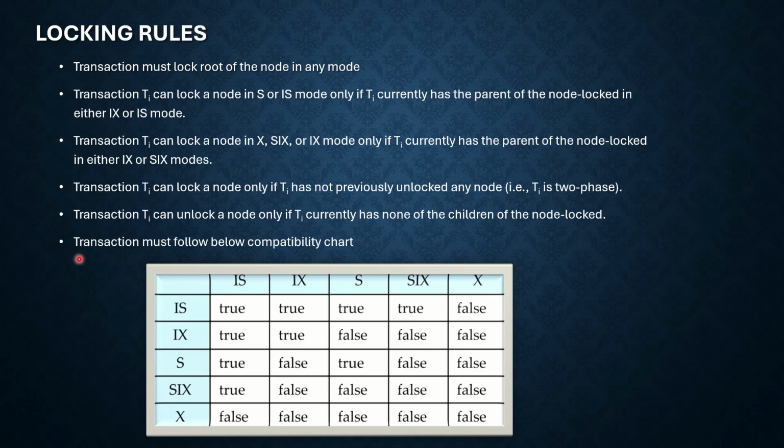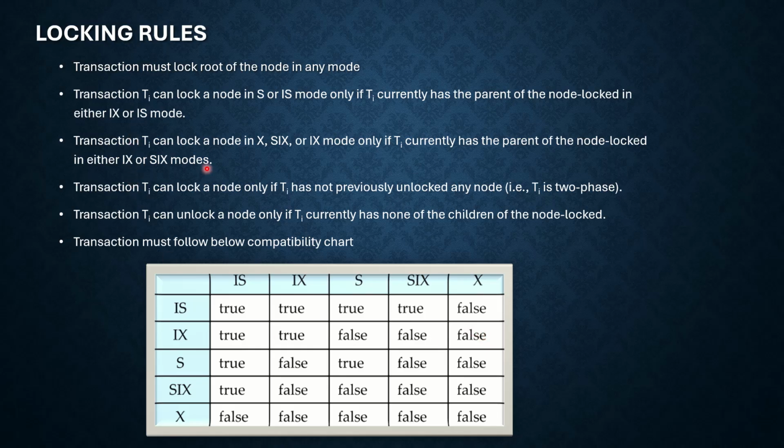Transaction must follow the below compatibility chart. If a node is already having any of these locks, say an IX lock, and another transaction tries to put a shared lock on that node, the transaction is simply aborted, because we are not allowed to put a shared lock on a node which is already holding an IX lock. This is the compatibility chart we need to maintain while putting locks.